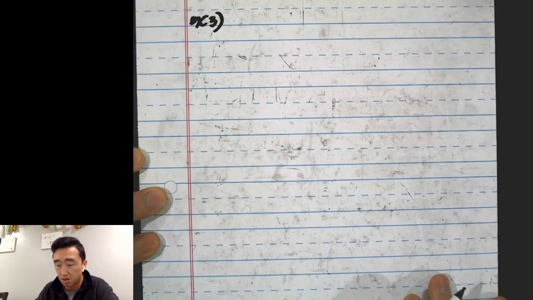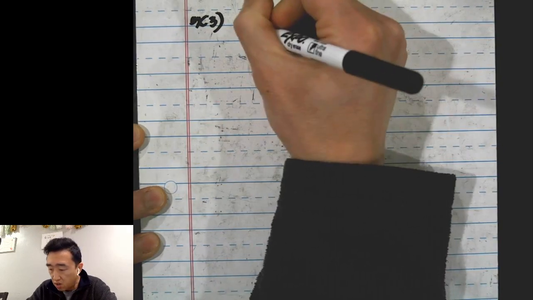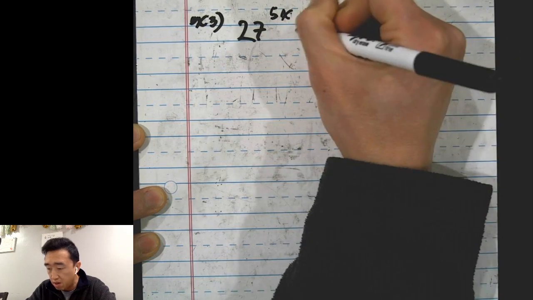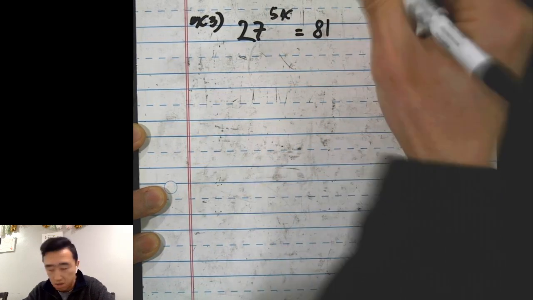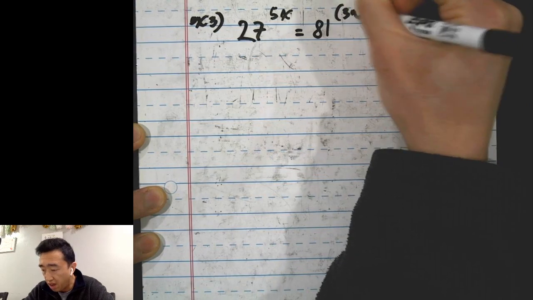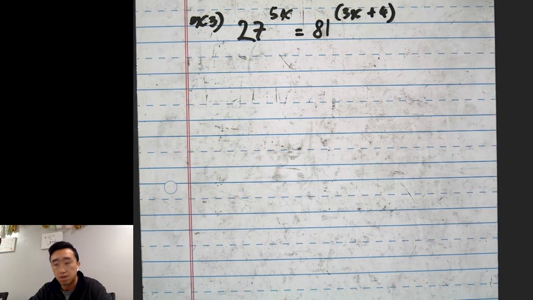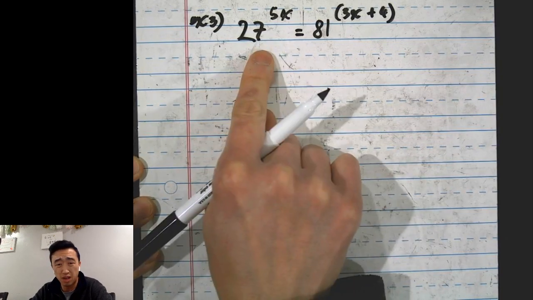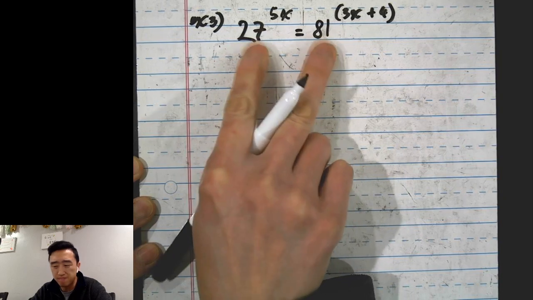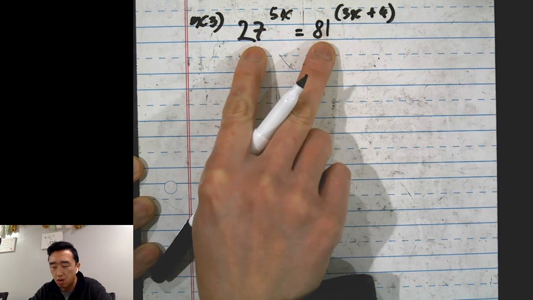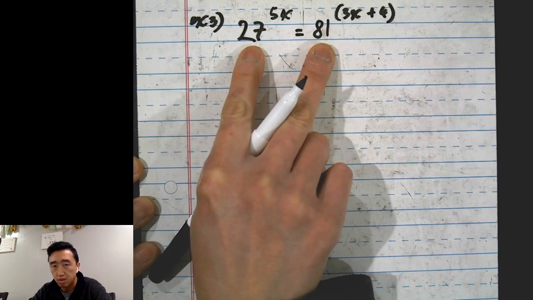So let's say that you have something like example number 3. There you go. Example number 3 has you looking at 27 to the 5x power equals 81 to the 3x plus 4 power. Right? Then you're thinking, whoa, this looks pretty complicated. But hopefully you can see, what base could I work 27 and 81 into?